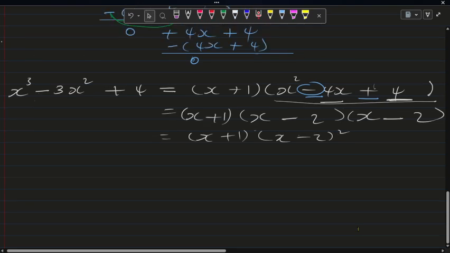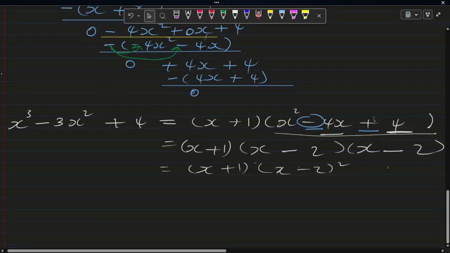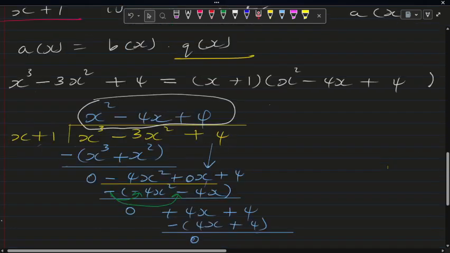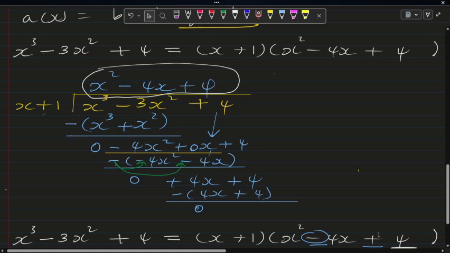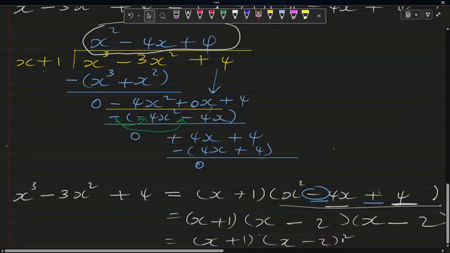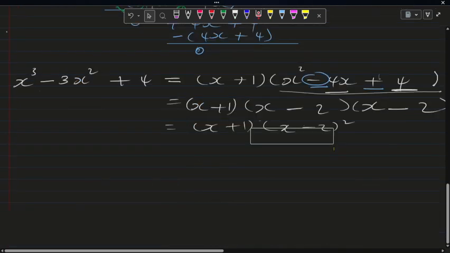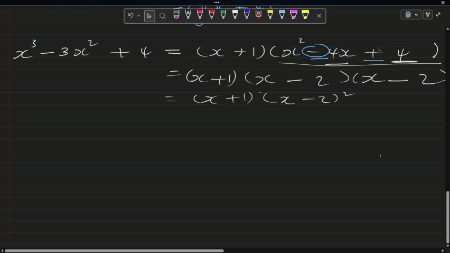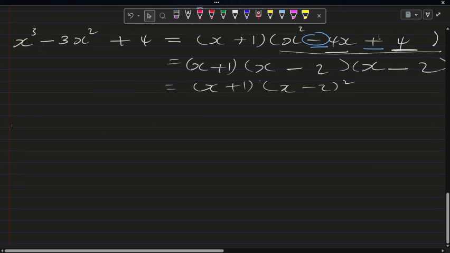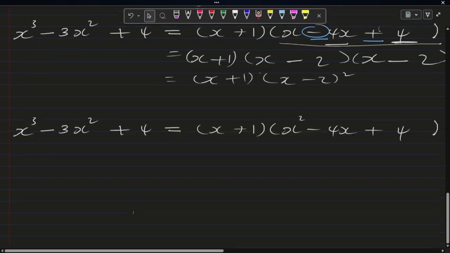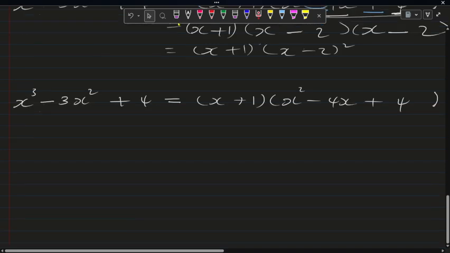This can be expressed as x minus 2 all squared because we have two of them like that. Okay, so this is how we factorize cubic expressions. Now, I said that I will show you the long way, which is what I've just demonstrated, but there's also a short way. Okay, so let's talk about the shortcuts.